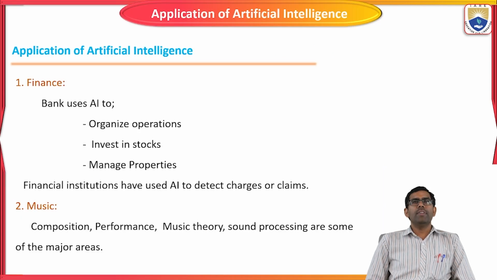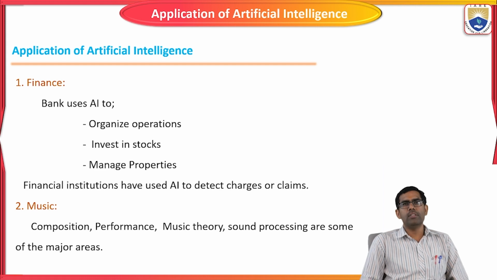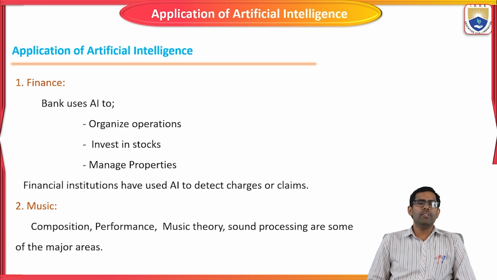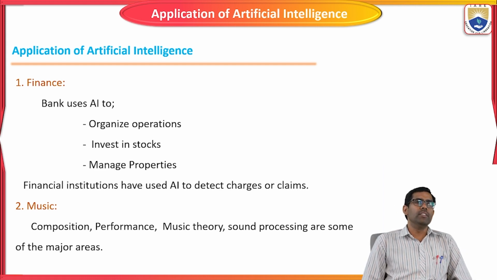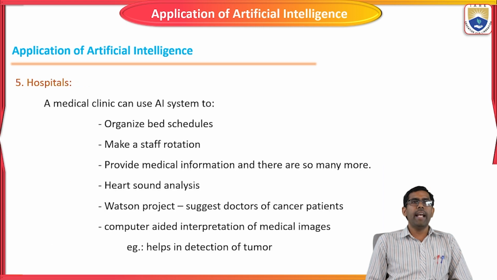The next one is the different applications of artificial intelligence. Everyone knows the various applications of artificial intelligence. Okay, I'm just going to tell about a few certain applications. The first one is finance. The second one is music. The third one is transportation, then toys and games, and the last one is hospital management.